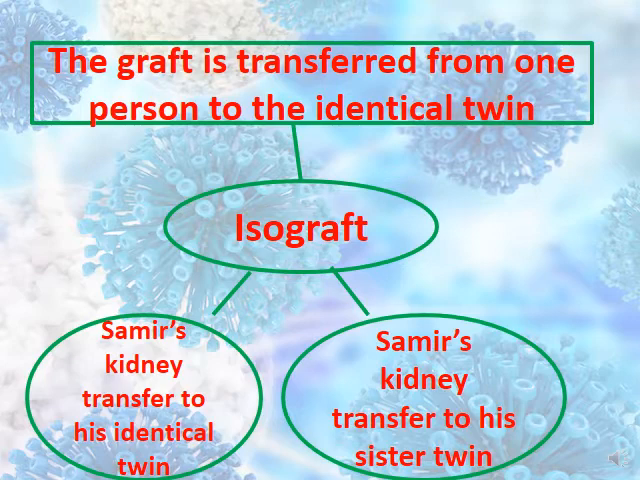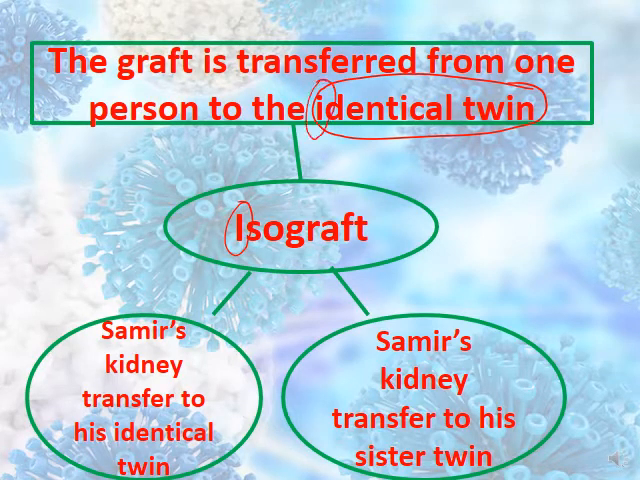Another type of graft is called isograft. Isograft is done between a person and the identical twin. So always I, identical; I, iso. So I, identical twin, isograft. Here, Samir's kidney is transferred to his identical twin, maybe called Fadi, for example. So isograft is the graft that is done between two identical twins.